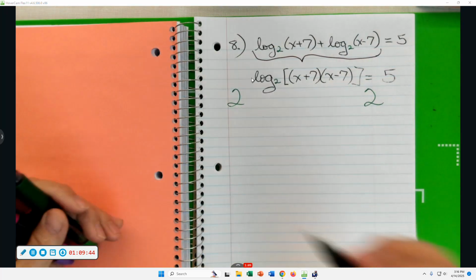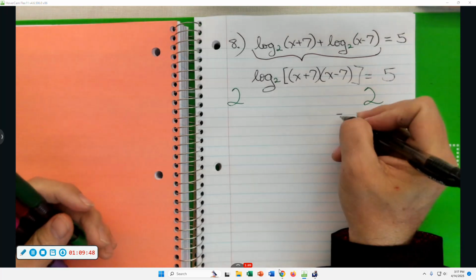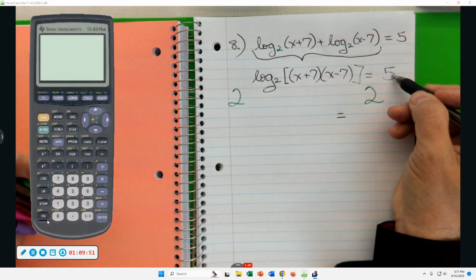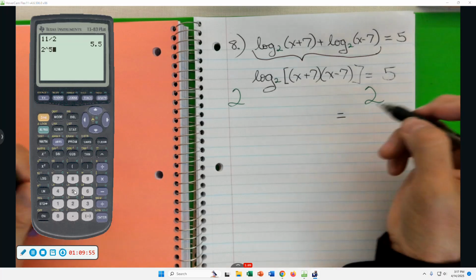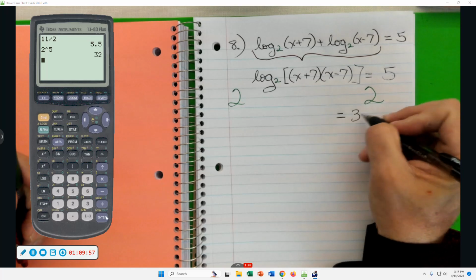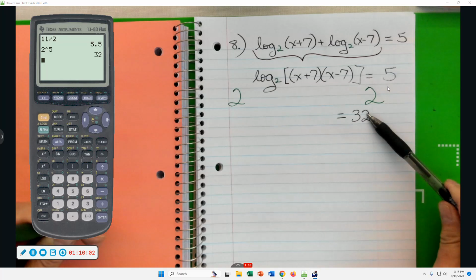On the right side, don't think 25. That's a common mistake. You're right. But 2 to the 5th, is that 32? Mm-hmm. 2 times 2 times 2 times 2 times 2. It's like 8 times 4. That's 32. 2 to the 5th became 32.